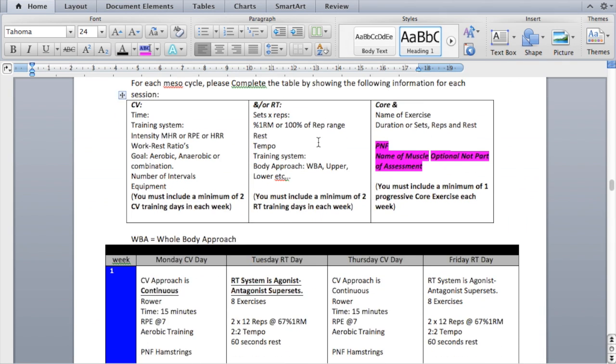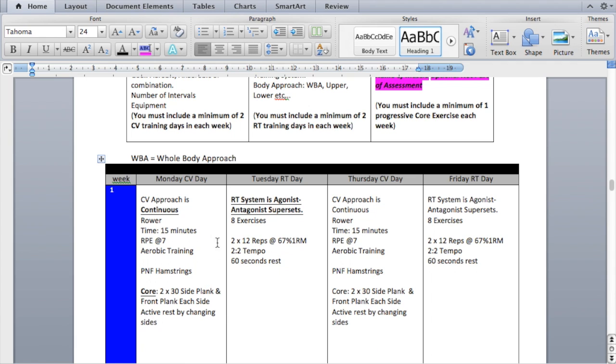Now, this is the template that Focus Fitness give you to work through, and you can edit these boxes as you see fit. So if you decide that you're doing cardiovascular training and resistance training on the same day, then you can use this template, merge the boxes, and make them suit your case study.